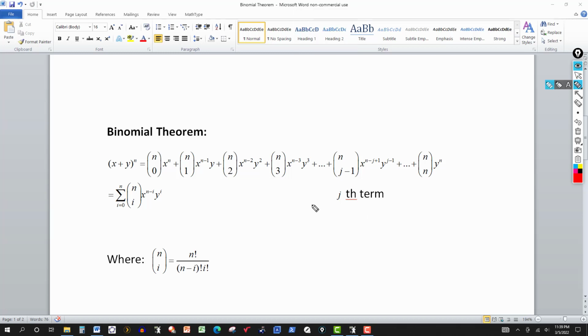And this is an important term here, because this allows you to find any particular term of the expansion without having to expand it. In other words, say you have something to the 50th power, and they want you to find the 7th term, or the 8th term. You don't want to have to go through and expand it all and then count up until that term. Don't want to do that.